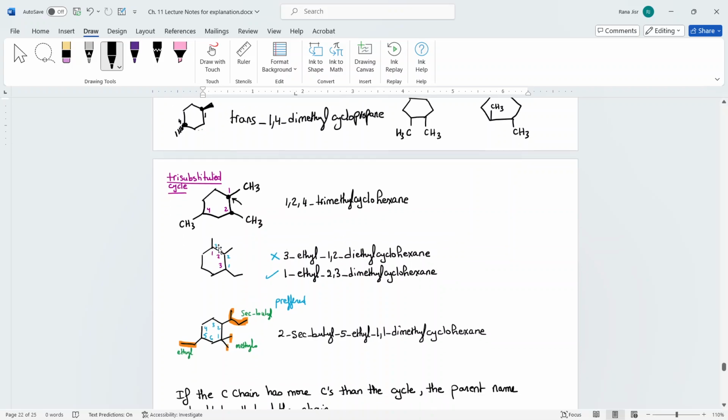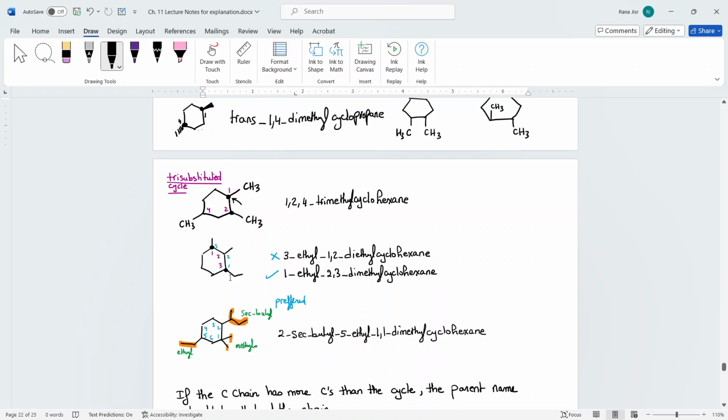Okay, here the substituents are different. If the substituents are different, we're going to go with exactly the same rule in there. You have to give your substituents the lowest number. But in this case, if you take a look, starting from here, carbon number 1, or starting from here, carbon number 1, is going to be the same. Why? Because the second substituent here is on the second carbon. So the numbering is going to be the same.